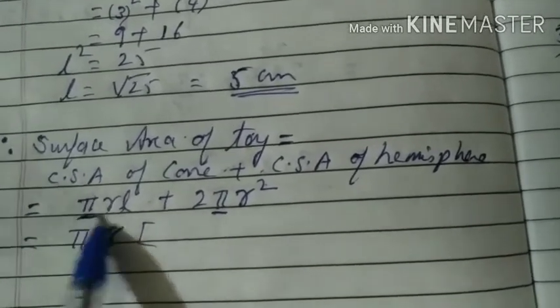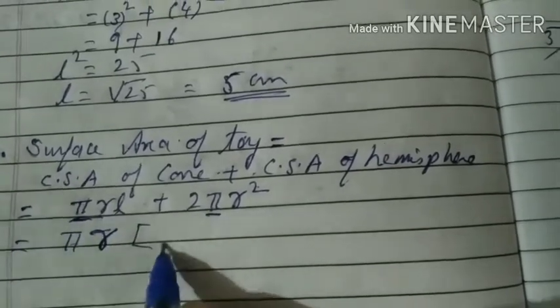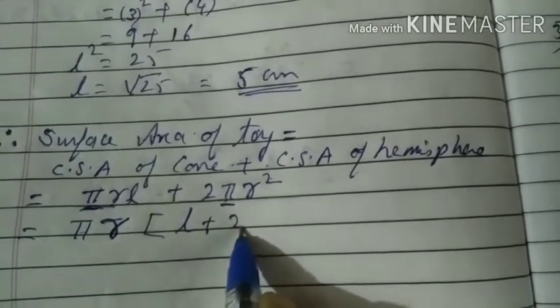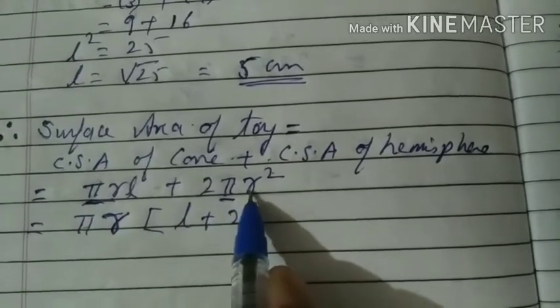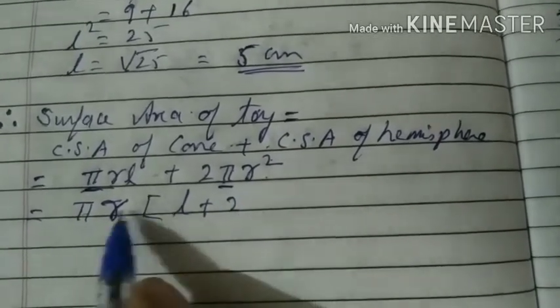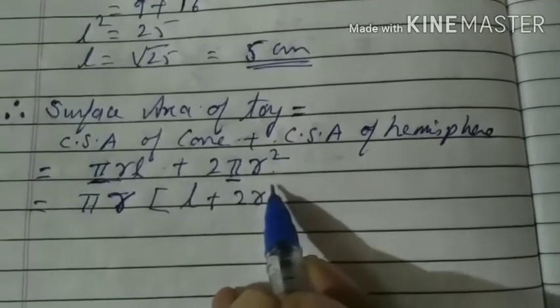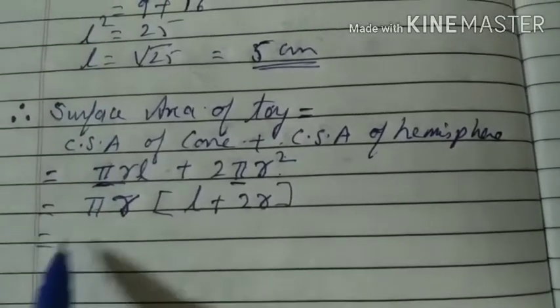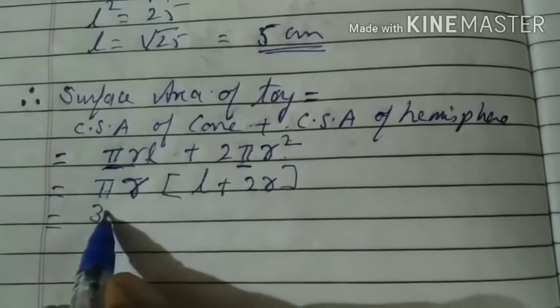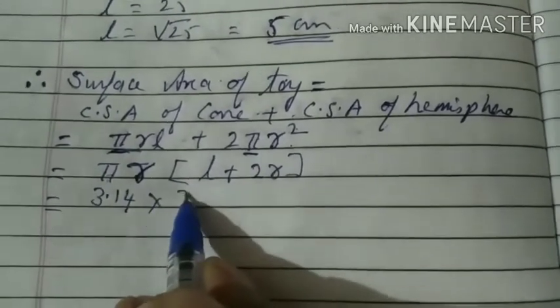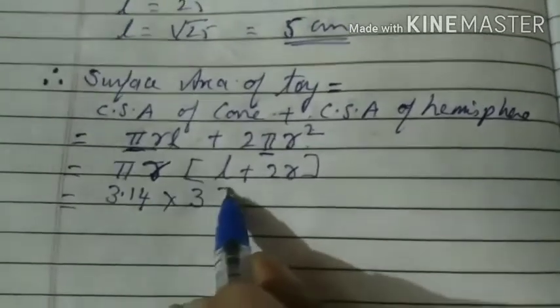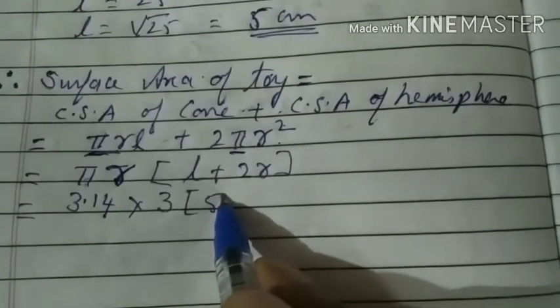Now from here pi and R is common, L is left, plus 2 is constant, I'll take 2. I got pi here as common. R square means we have 2R, R into R. So I took 1R common here, only 1R is left. So now I'll substitute the value. The value of pi is given in the question to take as 3.14. So I will take 3.14 into radius is 3. In bracket L I found slant height as 5 centimeter.